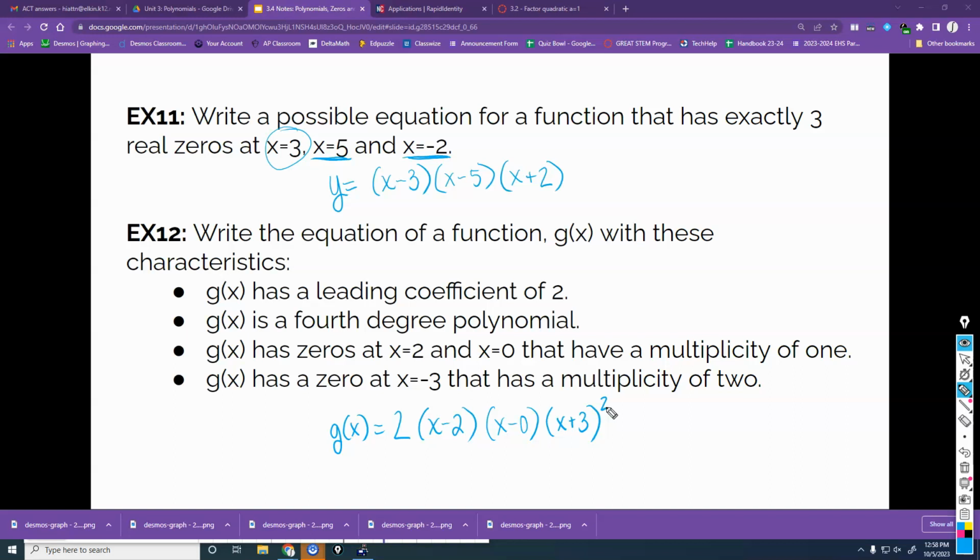So now, if I just ask you to write it, this is perfect. You can stop. Now, if it's multiple choice, they're going to probably write it like this. 2x times x minus 2 times x plus 3 squared, because anybody that knows what they're doing wouldn't really write that minus 0 because anything minus 0 is just itself. So they just take that x and usually they'll put it right there.